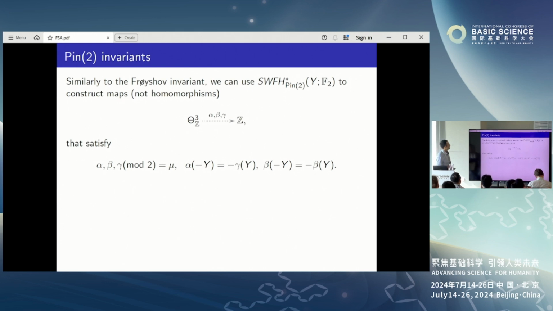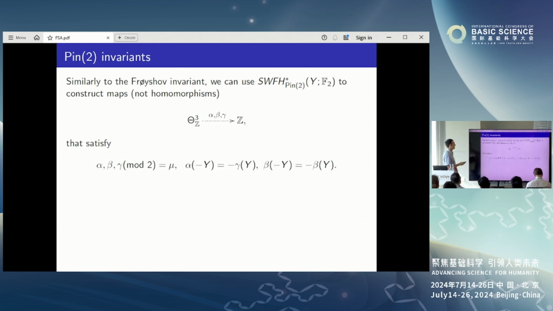Okay, so what I did was I looked at pin-2 symmetry, and I constructed things similar to the Frøyshov invariant, but using equivariant Seiberg-Witten Floer homology with this group pin-2. And this has a more complicated structure. It lives over H, the pin-2 equivariant cohomology of a point.